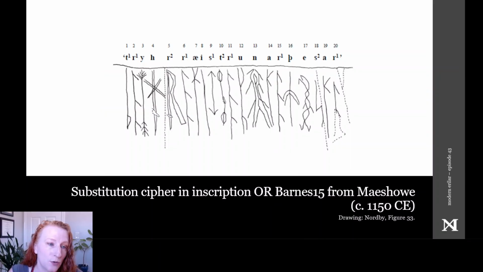Substitution ciphers encrypt the plain text of a message by replacing units, usually letters, in a defined manner, sometimes with another letter or a symbol. In inscription O.R. Barnes 15 from Maes Howe in Orkney, we can see an example of this in the message Twig reist runar theisr. Twig carved these runes. Some plain text values here are represented by multiple characters. The rune writhe, for example, has 2 possible characters.